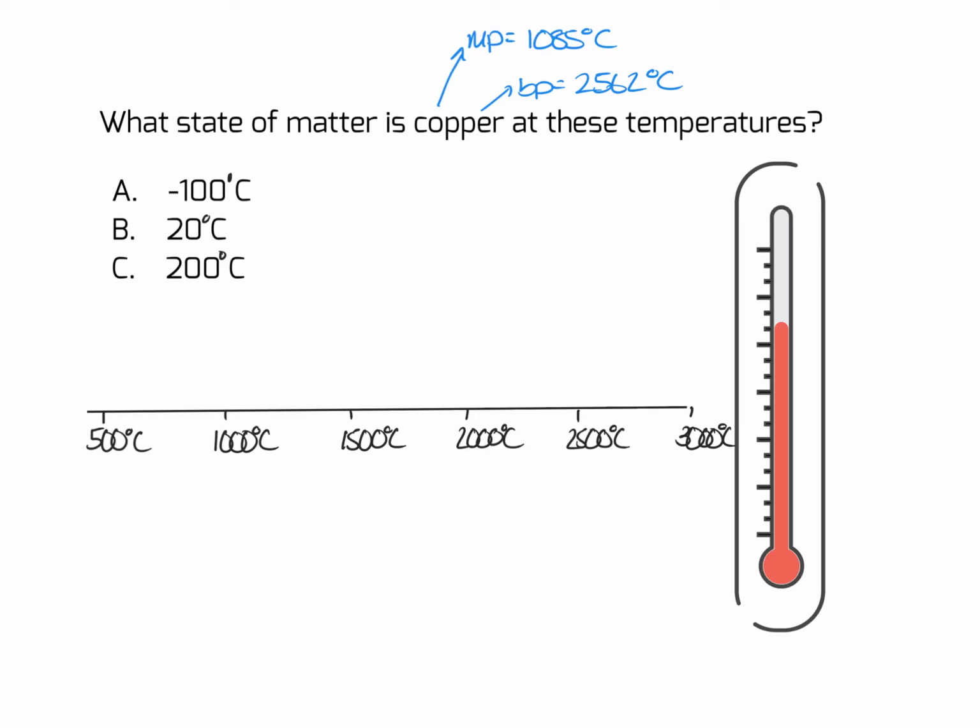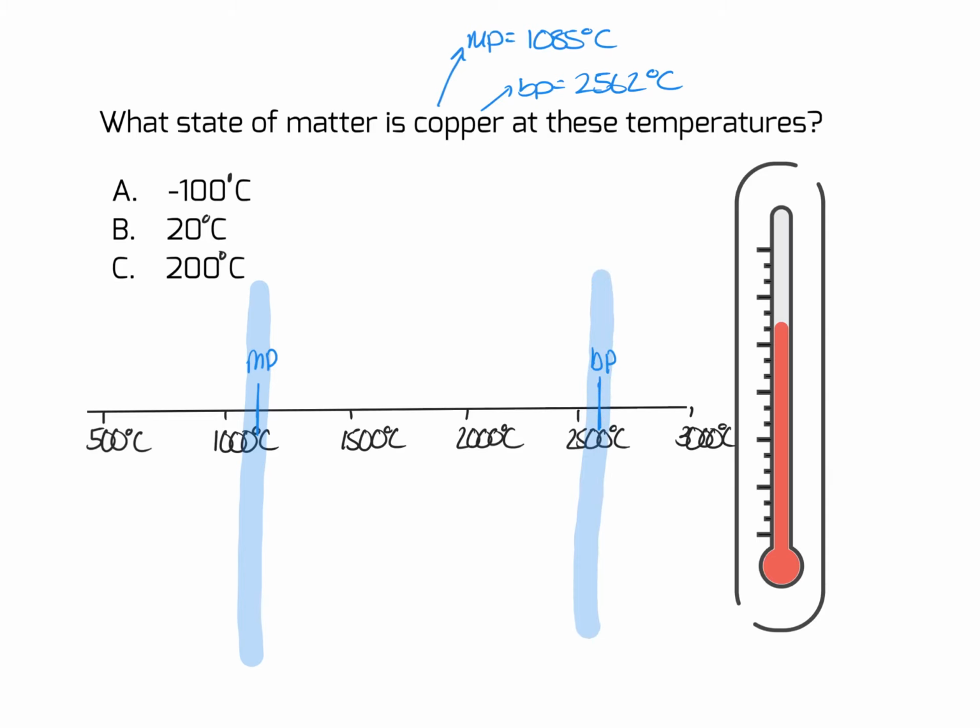So the melting point is 1085, which is going to be round about here, I would say. That's going to be your melting point. And your boiling point, 2562. So let's put that here somewhere, just above 2,500. And again, let's make sure we section this off so that we can see the three different sections of our number line.